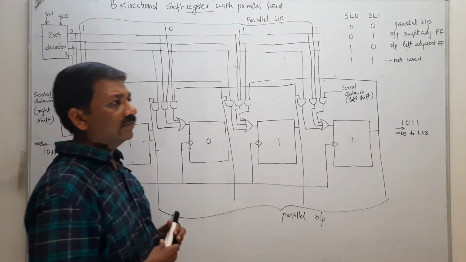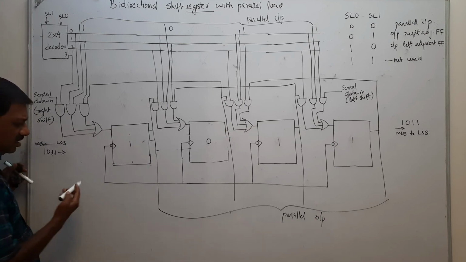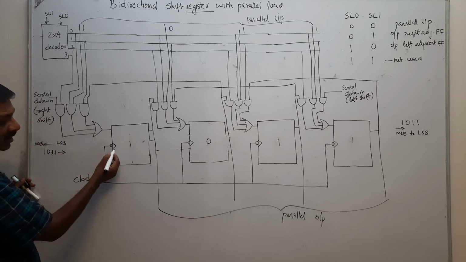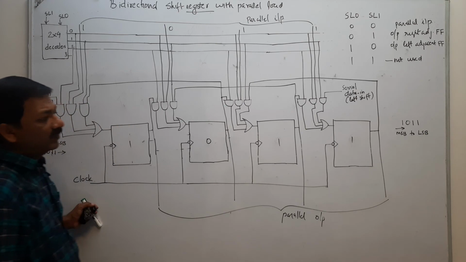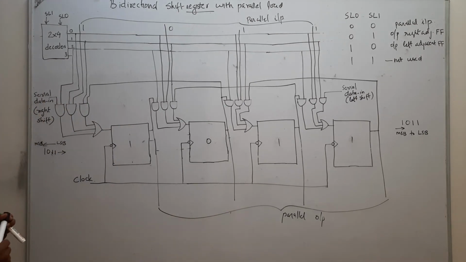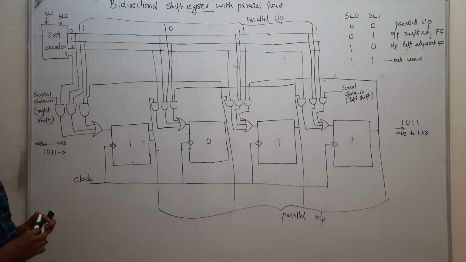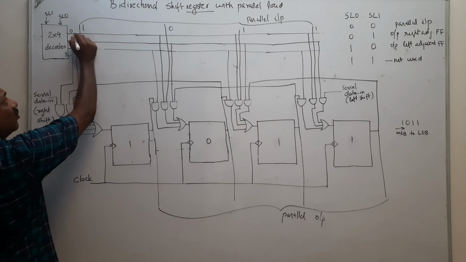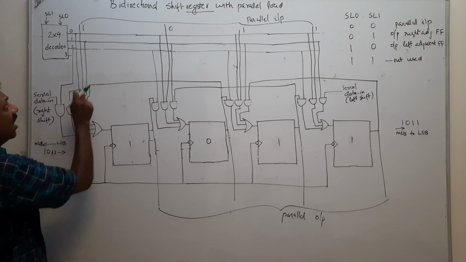Suppose we are going to discuss how this can be achieved. Here, this is the clock, and this is a negative edge triggered flip-flop. And what will happen when we are selecting parallel load? Suppose we are selecting 0 and 0, that is parallel load. When you select this parallel load, this 0 will be activated, and these 3 lines are fed to 3 AND gates.